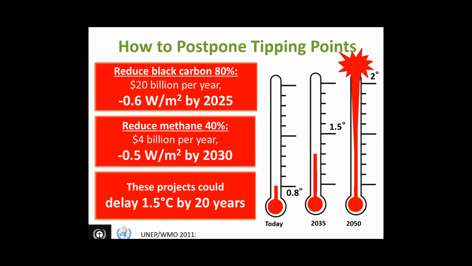Now, these are very significant because they'd actually delay the time this 1.5 degrees Celsius tipping point is reached by as much as 20 years. Now, clearly these are very cost-effective solutions.